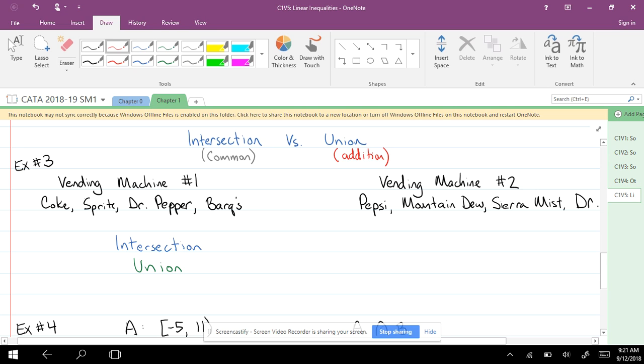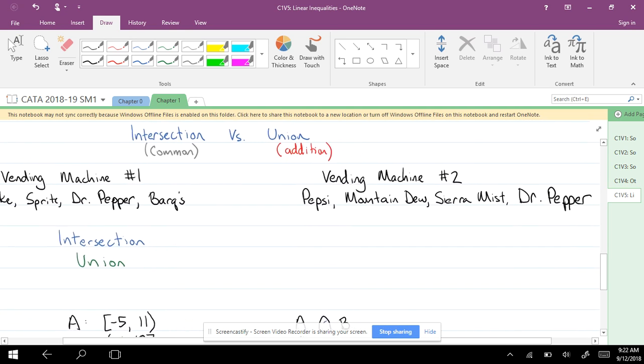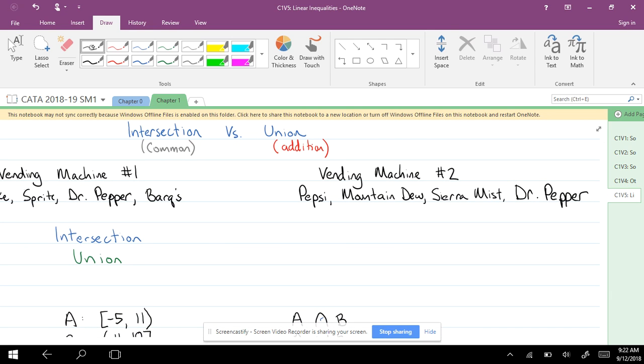So here's my example. I'm talking about vending machines. So vending machine 1 has Coke, Sprite, Dr. Pepper, Barqs. Vending machine number 2 is Pepsi, Mountain Dew, Sierra Mist, and Dr. Pepper. So the intersection of those two sets would be what do they have in common? The only thing that they have in common in these vending machines is a Dr. Pepper. So my intersection would be the set of just Dr. Pepper.